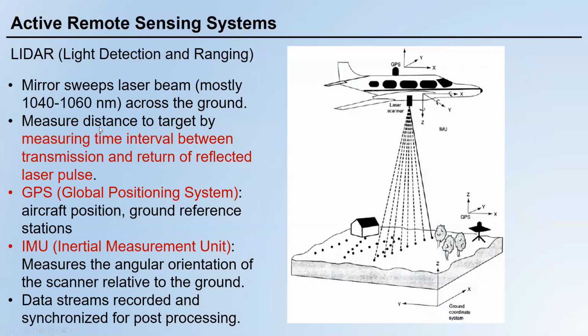This one is more advanced. I mentioned that, right? LIDAR, light detection and ranging. So a mirror sweeps a laser beam across the ground. Here is the laser scanner. It will sweep the ground just like the whisk broom optical sensor, right? And the plane is flying over the area, and measures distance to target by measuring the time interval between transmission and return of the reflected laser pulse. When the pulse is shot, a time is recorded. And when it travels to the ground, is reflected by the object and arrives at the sensor again, another time is recorded. So the interval between the first time record and the second is the time used by this laser pulse to travel to the ground and get back to the sensor.